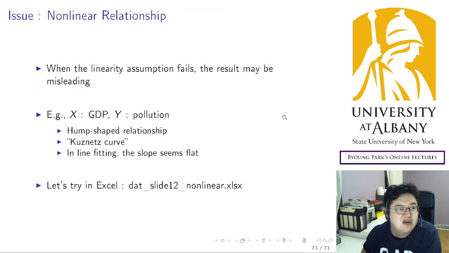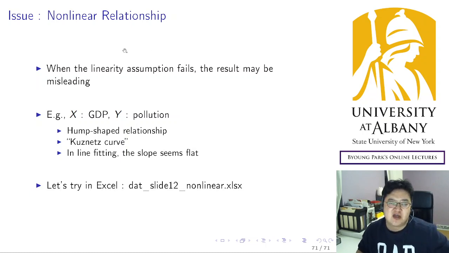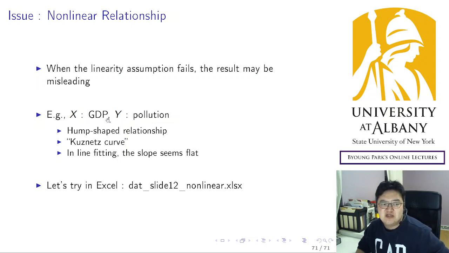And finally, again, nonlinear relationship is another thing you have to worry about. Everything so far we assumed to be linear, but if the linearity assumption fails, the result can be misleading. I have given you examples like this, for example, pollution and GDP. When GDP increases, does pollution increase or decrease?